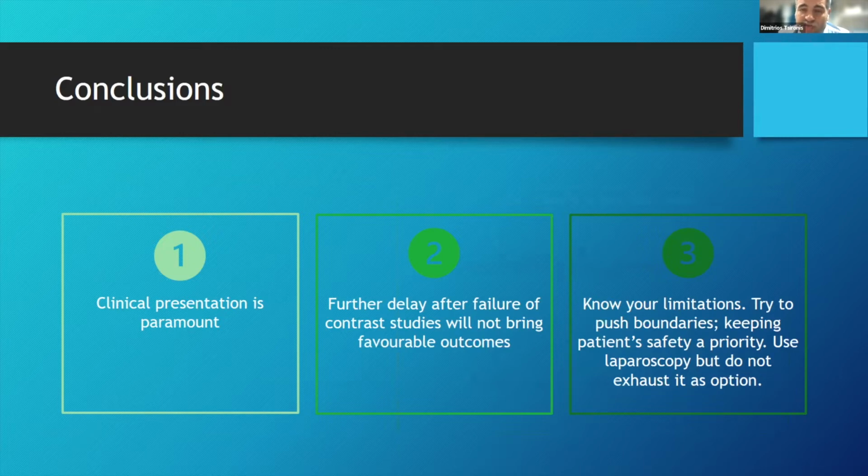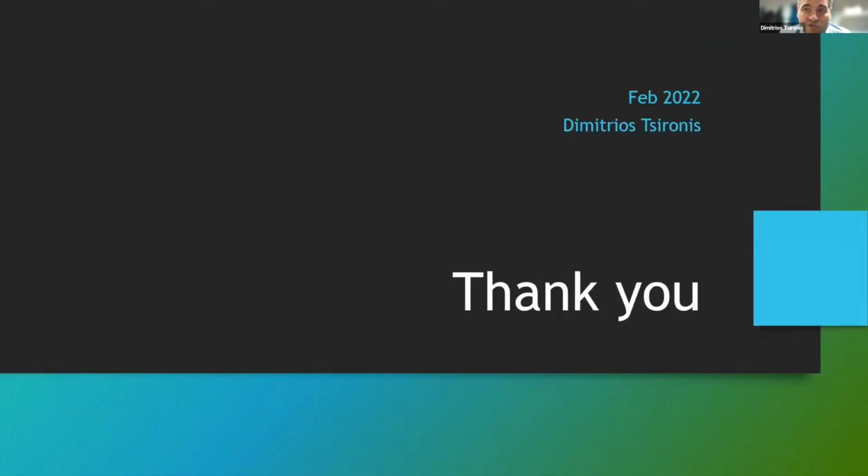And also, as surgeons, we need to know our limitations. Trying to push the boundaries towards laparoscopy is very good, but keep patient safety first as a priority, and don't exhaust laparoscopy as an option. And that's it for me. Thank you very much.